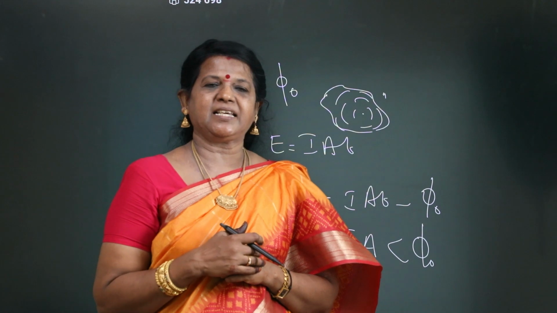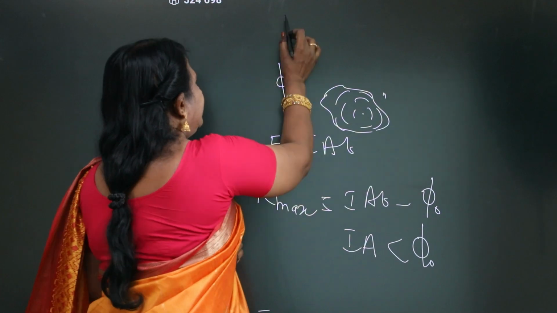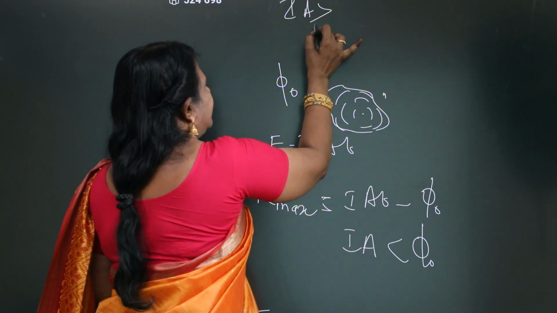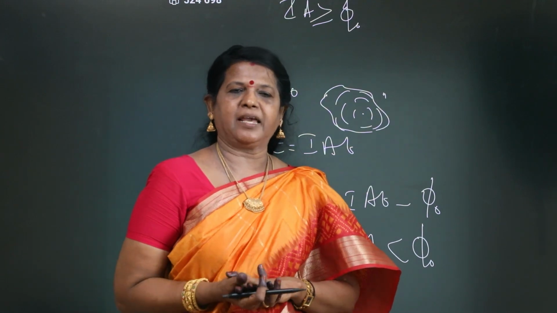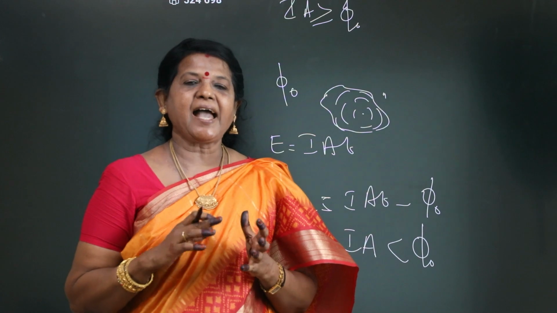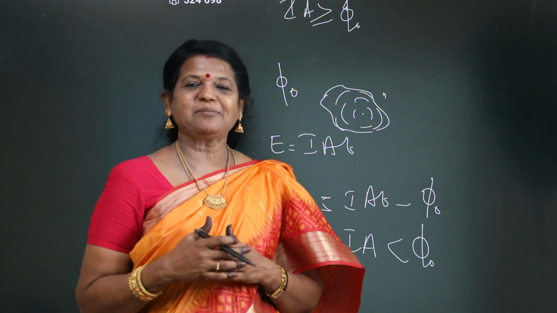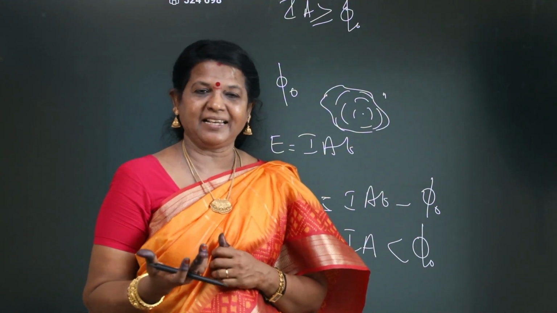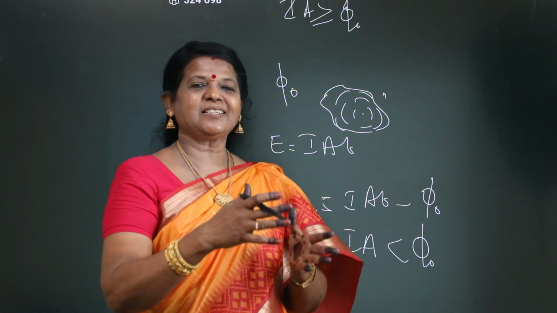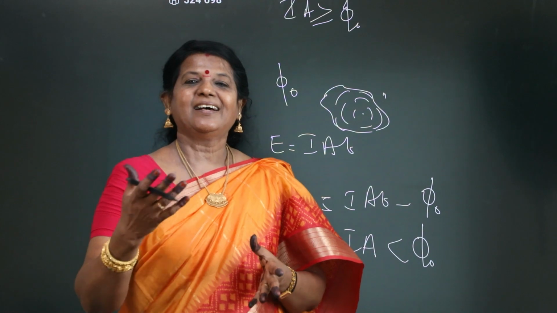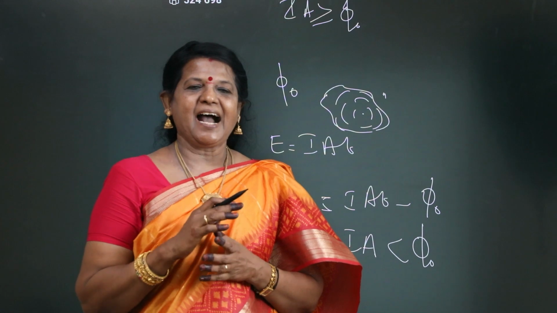At higher intensities, when IA is greater than or equal to the work function phi naught, then electrons are emitted. This implies that the higher the light intensity, the higher the K max value. That is, the maximum kinetic energy also increases. When more intensity of light falls on the surface, K max is high. When lesser intensity of light falls on the surface of the metal, the K max value is low. So K max is dependent only on the intensity under given conditions.